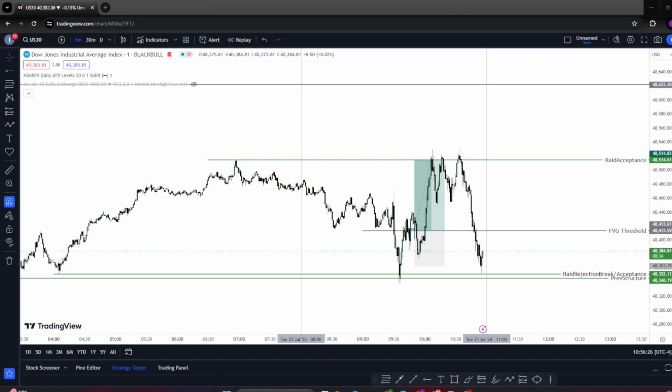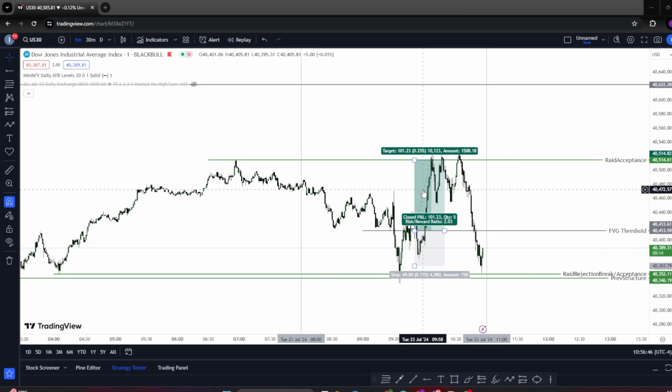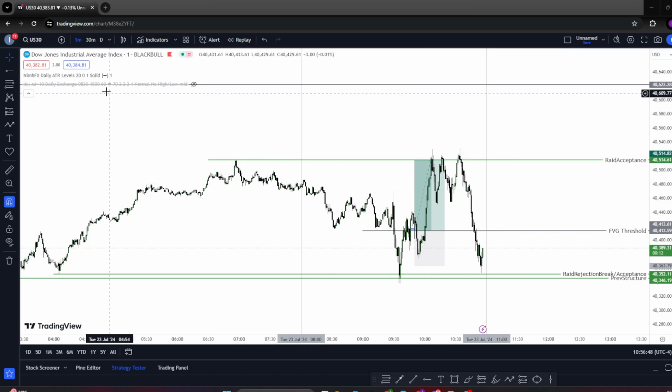So all these things that you see on the chart here, as an example, the term rate acceptance, fair value gap threshold, rate rejection break, that's a bit of what I want to talk about today and give you a little bit of information on my strategy. More specifically, I'm going to be breaking down the trade that I took today, which netted just over 2R on US 30. This is, by the way, the 1 minute chart.